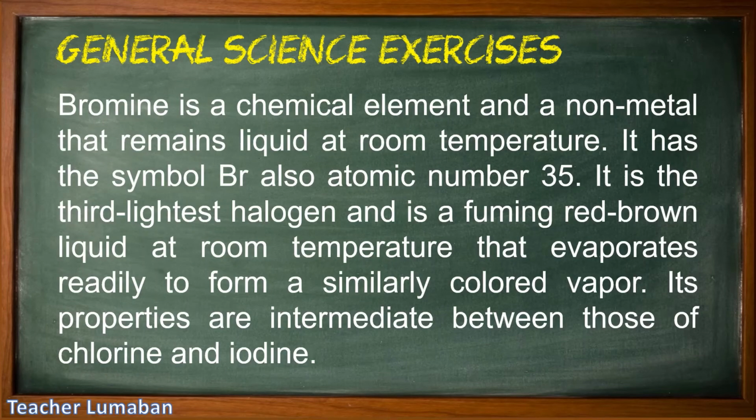Bromine is a chemical element and a nonmetal that remains liquid at room temperature. It has the symbol Br and atomic number 35. It is the third lightest halogen and is a fuming red-brown liquid at room temperature that evaporates readily to form a similarly colored vapor. Its properties are intermediate between those of chlorine and iodine.